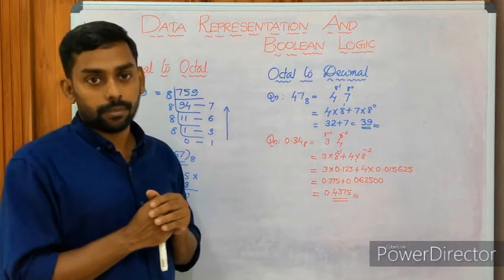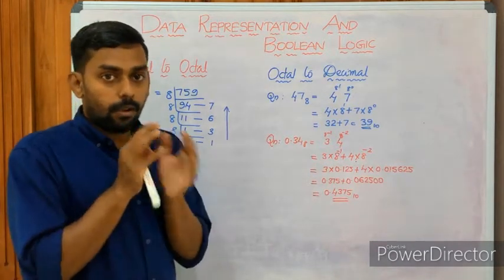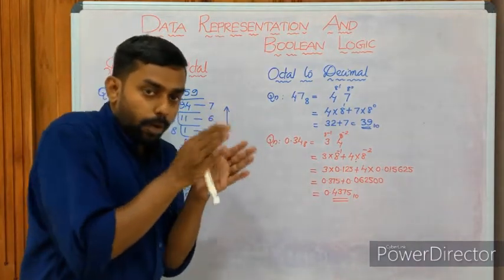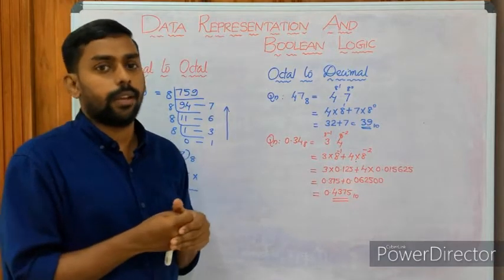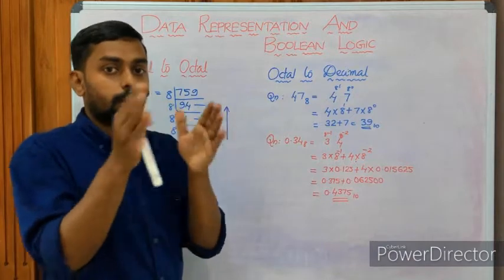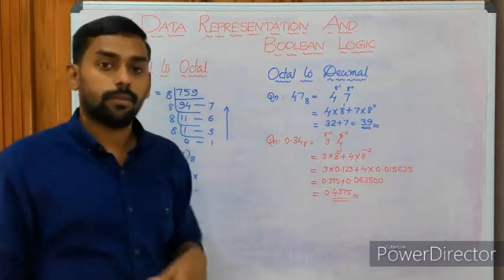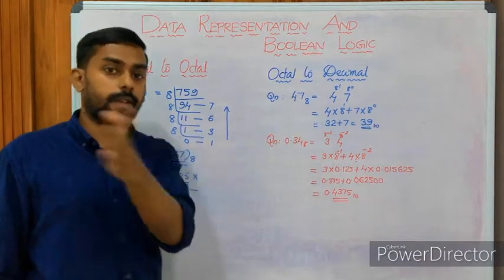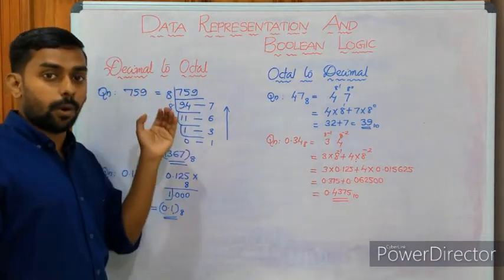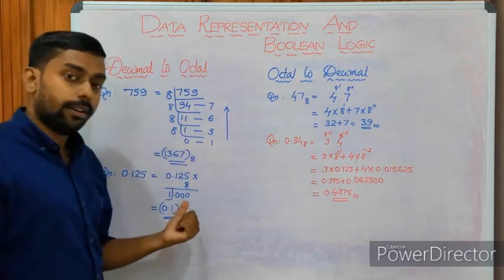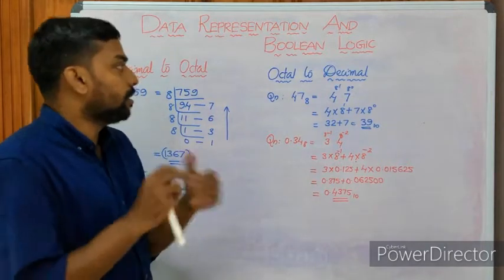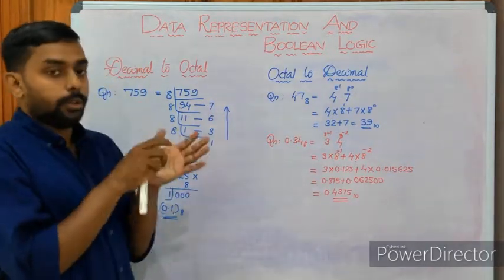So this is how we can convert octal to decimal. Octal to decimal is very simple. We multiply the place value with the face value. For the integral part, 8 raised to 0, 1, 2, 3 from right to left, and towards the right of the point, 8 raised to minus 1, minus 2, and so on. So this is how we can convert decimal to octal and octal to decimal. Decimal to octal, we follow division and multiplication, but for octal to decimal, we follow multiplication.